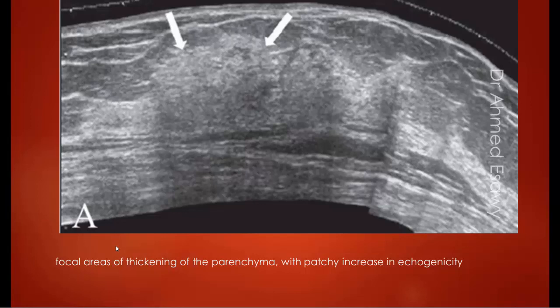Now we start imaging. We see images of varieties of fibrocystic change. Keep this image in your mind. This is one of the common presentations of fibrocystic change. A lady comes complaining of pain and maybe a lumpy breast. What we see is only focal areas of thickening of the parenchyma with patchy increase in echogenicity. Maybe this is the only manifestation of fibrocystic change.